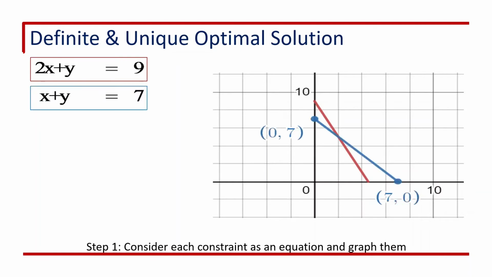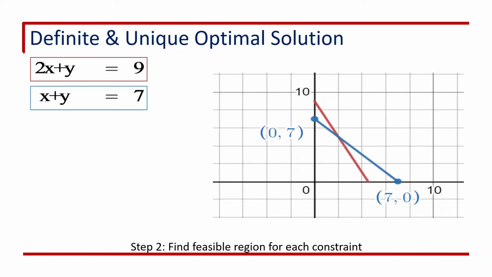Now the second equation is x plus y equals 7. We can draw this equation similarly. Put x equals 0 and we will get y equals 7. So the first point will be (0, 7). Put y equals 0 and we will get x equals 7. So the second point will be (7, 0). And we can draw a line connecting these 2 points.